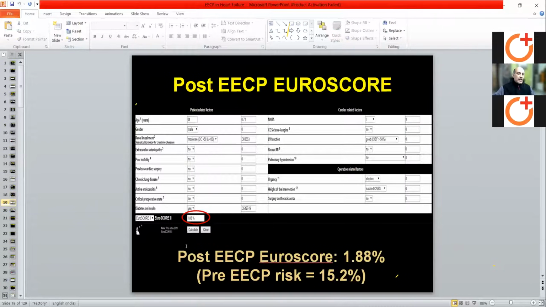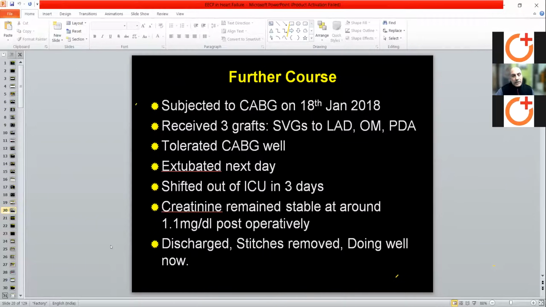So we did again assess, should we leave him like this or should we do something else? We did a calculation again. The risk of perioperative mortality had come down by EuroSCORE to just less than 2% instead of 15.2. So it was left on the patient's decision what to do. He said that he would like to go ahead with the bypass surgery.